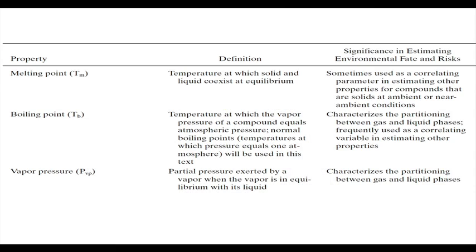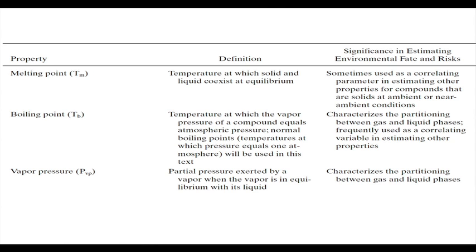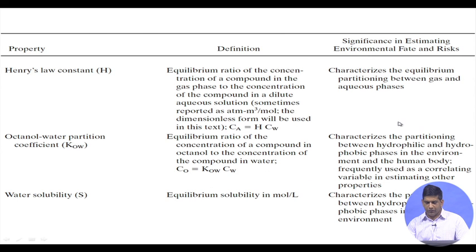Other than that, in a couple more slides we have given very basic definitions of melting point, boiling point, and vapor pressure, and you all know about that. This is just a recap: the melting point is the temperature at which solid and liquid coexist. Boiling point is when it goes from the liquid phase to the vapor phase. Vapor pressure is the partial pressure exerted by the vapor when it is in equilibrium with the liquid. That information is provided just for your benefit.